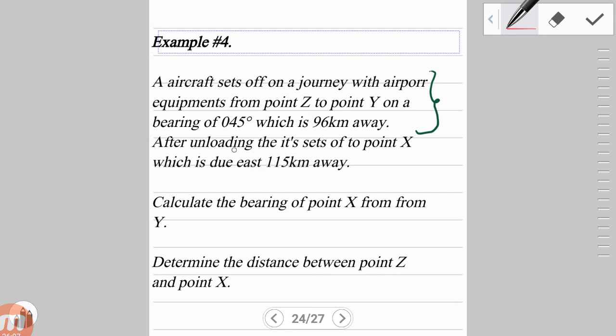It says after unloading, I'm not sure, there's a typing error here, but it says after unloading. So after unloading the aircraft, it sets off to point X, which is due east 115 kilometers away.